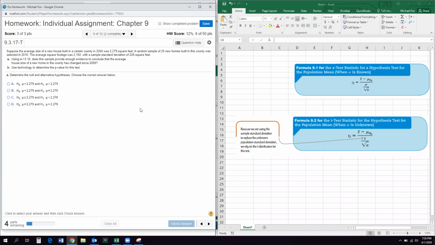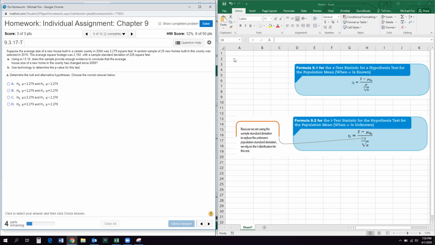Suppose the average size of a new house built in a certain county in 2006 was 2,279 square feet. A random sample of 25 new homes built in this county was selected in 2010. The average square foot was 2192 with a sample standard deviation of 220 square feet and an alpha of 0.1.